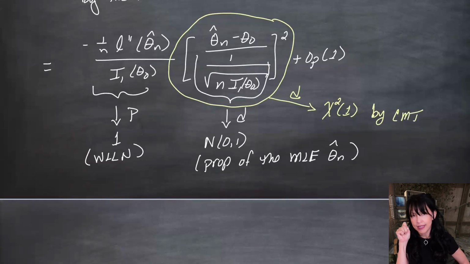If the thing inside the square function is going to a normal 0, 1, then the thing itself is going to a normal 0, 1 squared, which has the distribution of a chi-squared 1. Yeah, and there you have it.